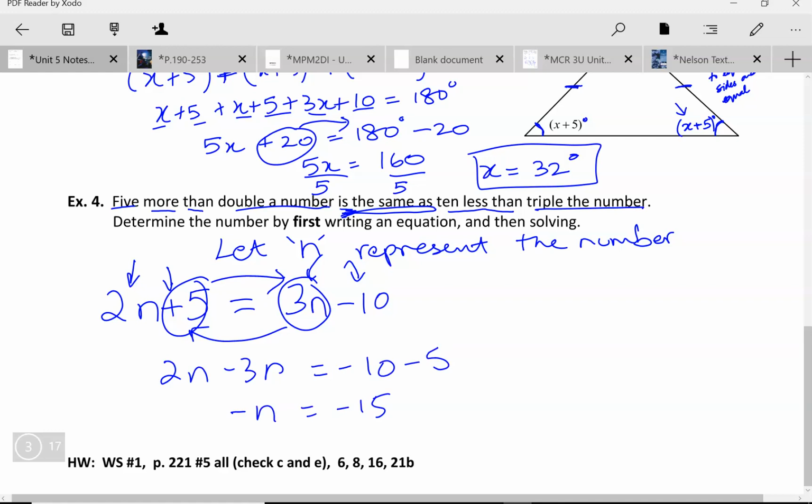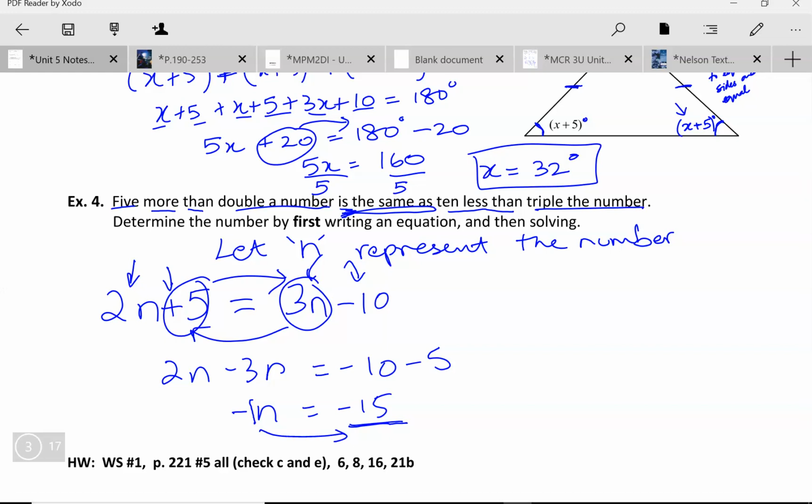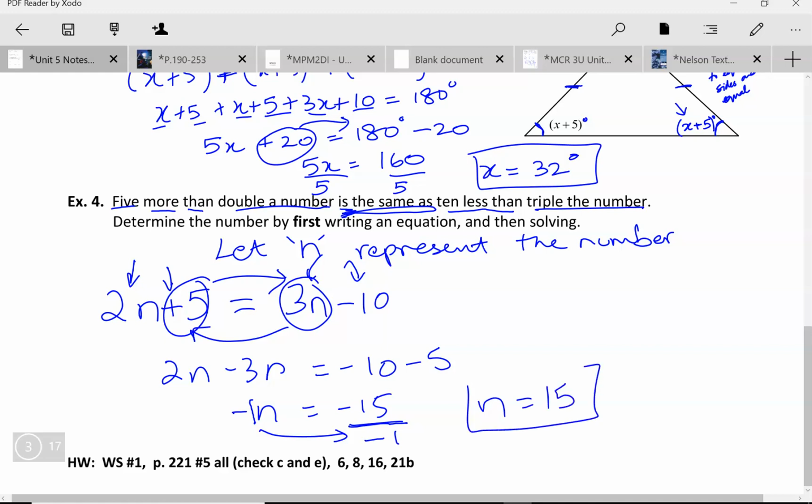And so whenever I have this, you kind of have to envision that invisible -1 over there, which I'm going to move over to this side. Since I'm splitting up a term, it was -1 times n, and so I'm splitting that negative n up. I'm going to do the multiplication division switch. So my n equals positive 15.